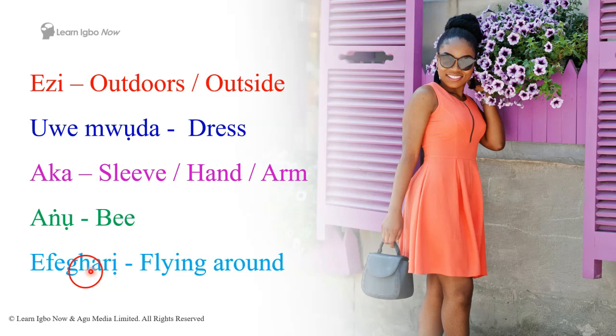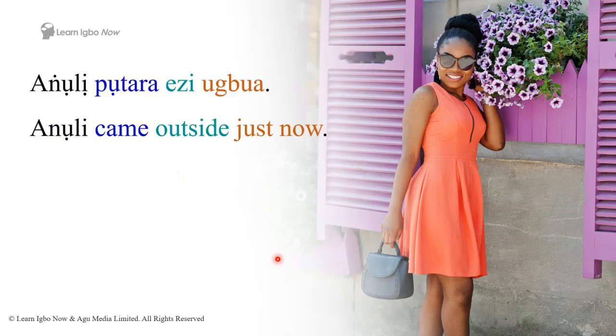Efegharị, flying around. Ọ gịnị na-efegharị ebe a? What is flying around here? Efegharị, flying around. Ready? Let's begin. Ka anyị bido.